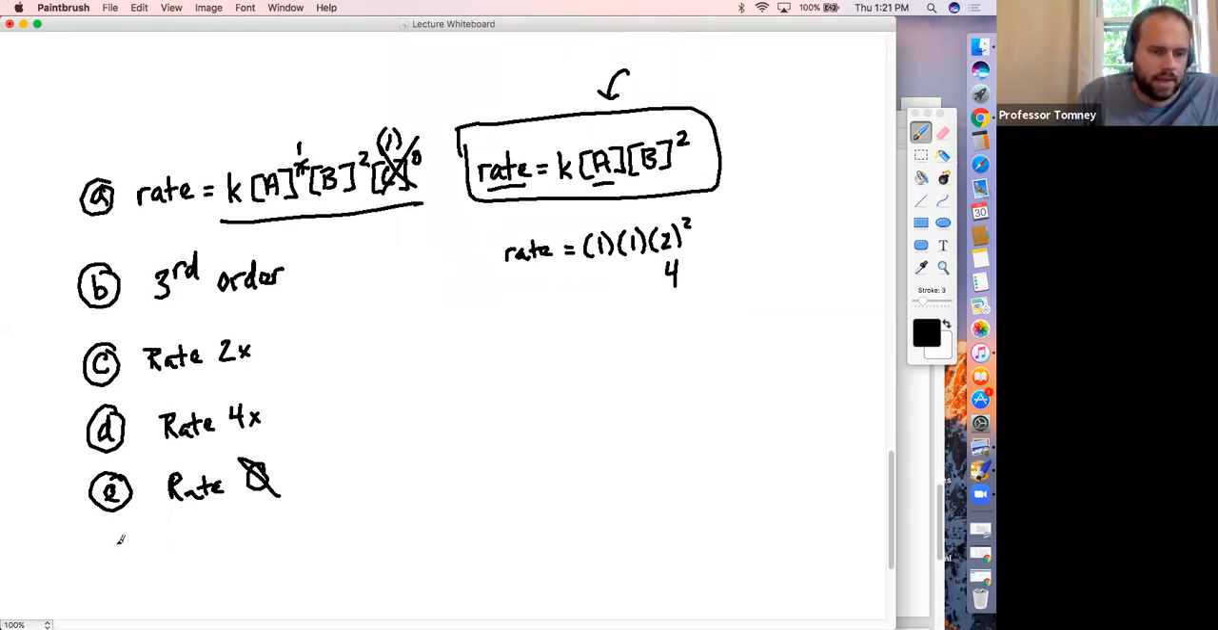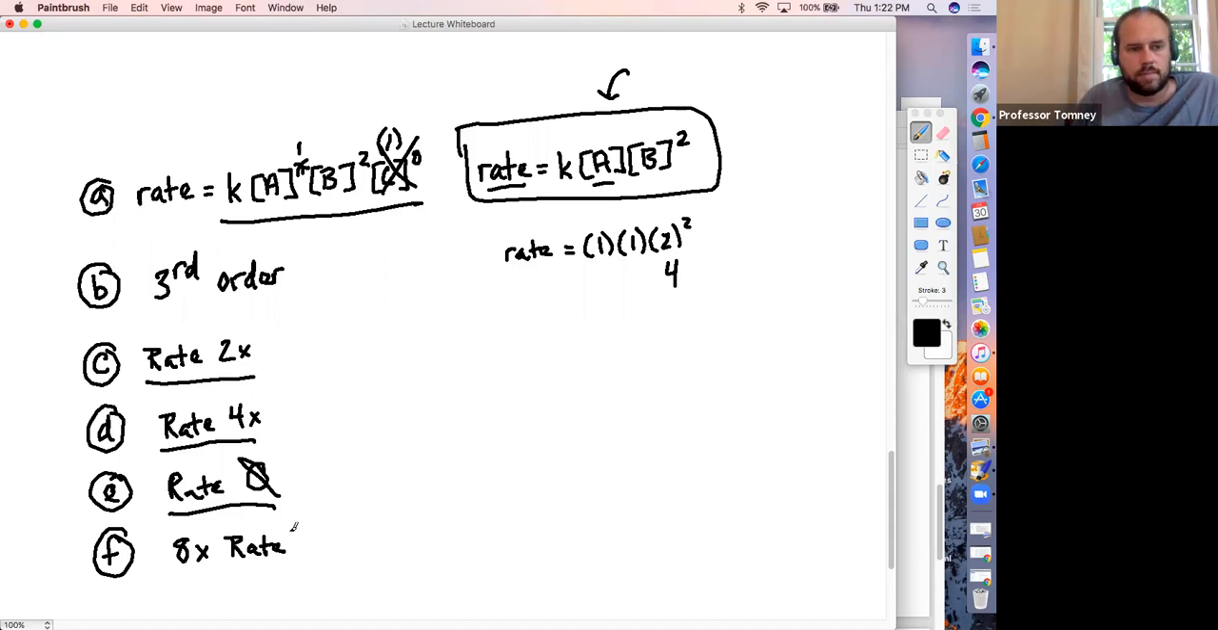Okay, and then for the finale, it says, what happens if you no longer hold constant and you attempt to double everything? Well, all I have to do is take a look here. If I double A, I get a doubling of the rate. If I take a look at B, I quadruple the rate. And if I take a look at C, I end up doing nothing to the rate. So 2 times 4 is 8. So I would expect an 8-fold increase in the rate if I was allowed to double everything that was present. And that is the correct answer for F. And that brings us to the finale for the worksheet.